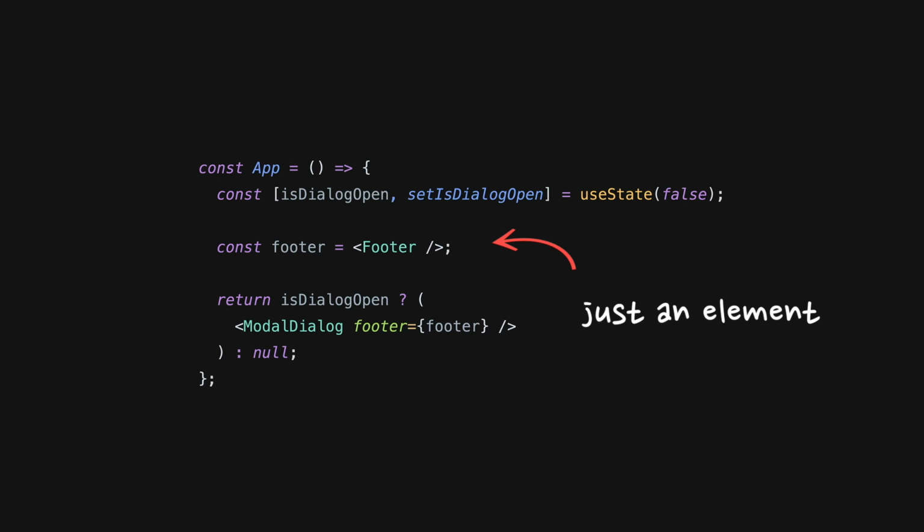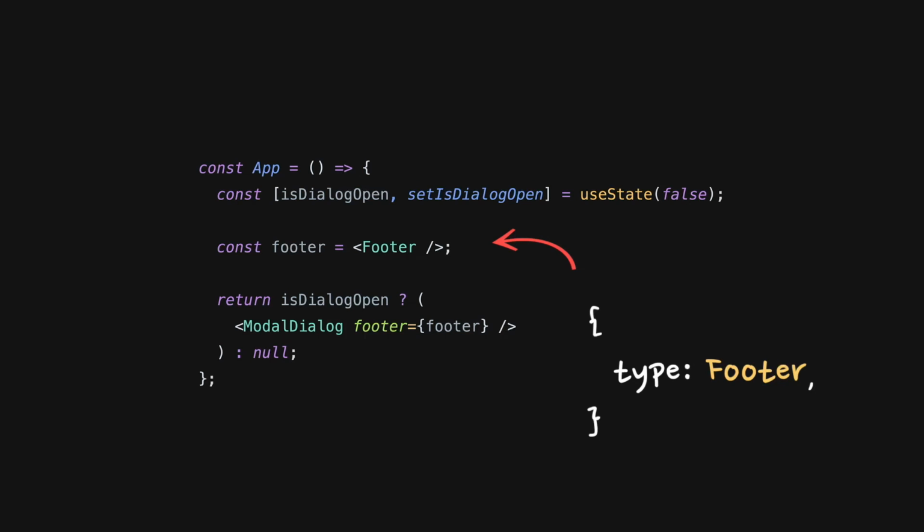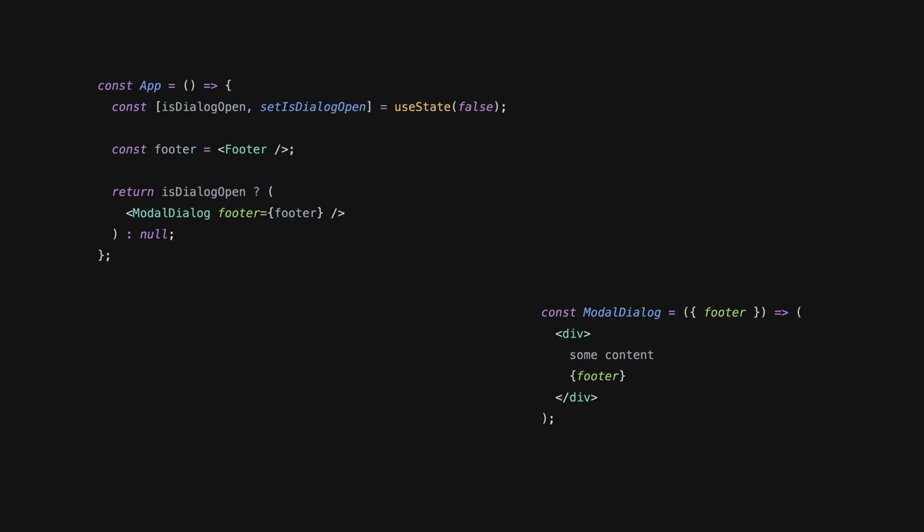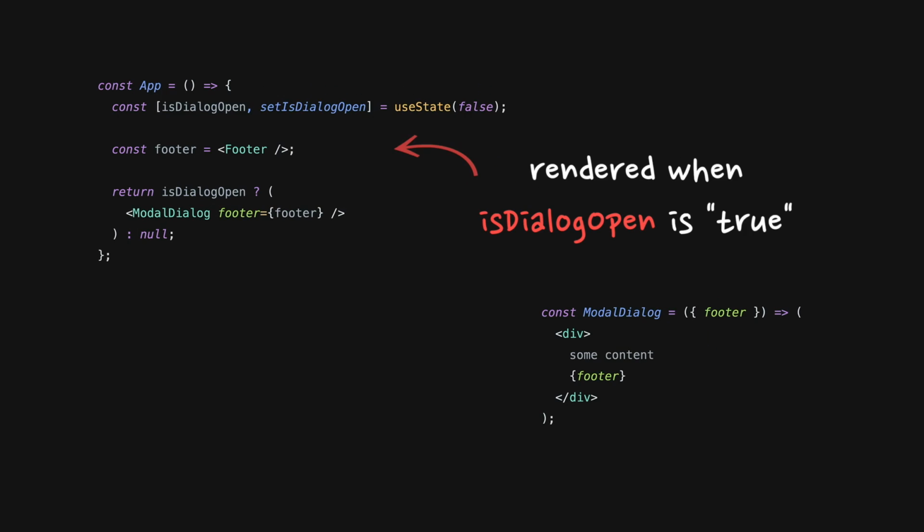Fortunately, there is nothing to worry about here, and the answer is no. Footer is just an element, and remember, elements are just objects. Until it's put into the render tree, it just sits there in memory and does nothing. And it will be put in the render tree only when the dialog's content, including this prop, is rendered. It doesn't matter where the footer is created. What matters is where it was included in the return of a component. This will happen only when the state turns true.